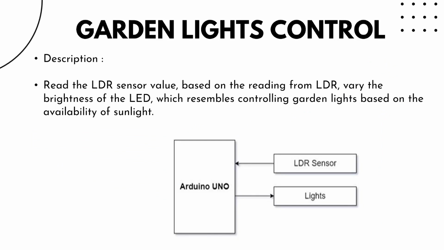The first thing which we are going to show you in the project is garden lights control. What is included in this project? Firstly, what are the requirements of this project? The system should be able to read the LDR sensor value, and based on the reading from the LDR, vary the brightness of an LED, which resembles controlling the garden lights based on the availability of sunlight.